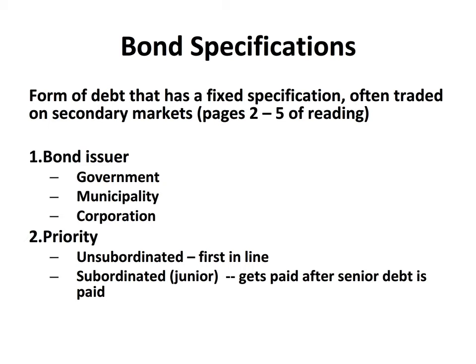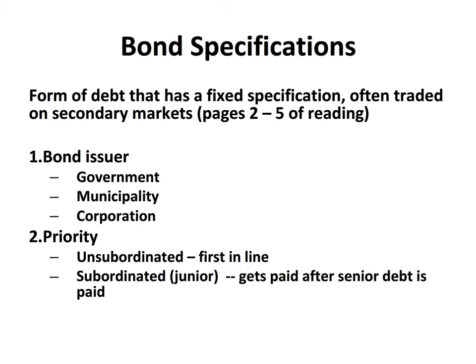Again, some of the fixed specifications of those are going to be covered on these next two slides, as well as on pages 2 through 5 of the reading. So for more detail, you should read this, pages 2 through 5 of the reading. Some of the specifications include number 1, the bond issuer: government, municipality, or corporation. We've already discussed that prior to this. Municipality, again, includes state governments, city governments, and other local bodies such as water districts.